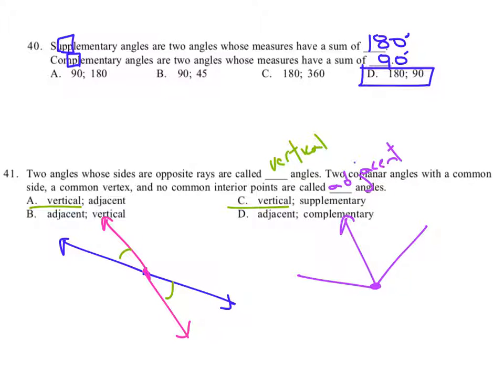Right next to each other, sharing a side, not overlapping, no gap in between, and they share the same vertex point. Okay, they can't do something like this. Okay, then that's adjacent, and that is answer A. Okay, we're done.